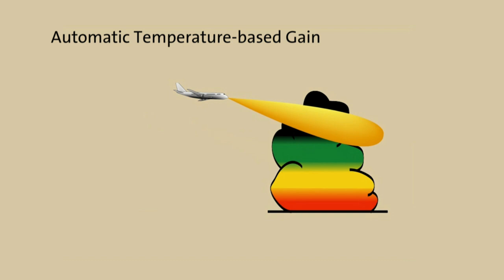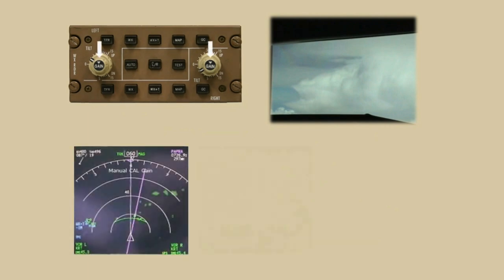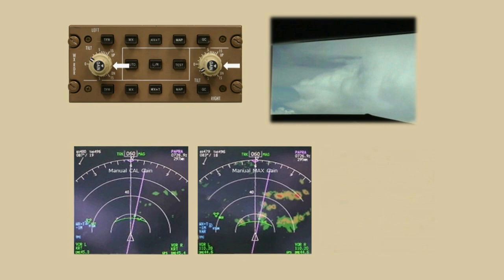In auto mode, MultiScan uses an automatic temperature-based gain to reduce this threat. As the aircraft climbs and the outside air temperature decreases, the radar automatically increases gain to compensate for the lower reflectivity of upper-level thunderstorms. So let's see how this works in actual operating conditions. This example shows a typical low-reflectivity oceanic cell. As mentioned previously, with manual cal gain selected, only the core of the thunderstorm is visible. In manual max gain, the greater extent of the thunderstorm is visible, and the cores are now red.